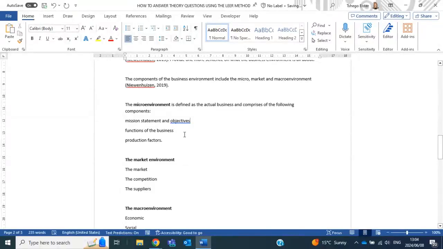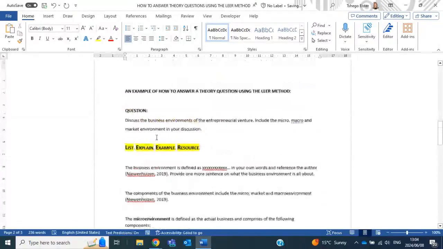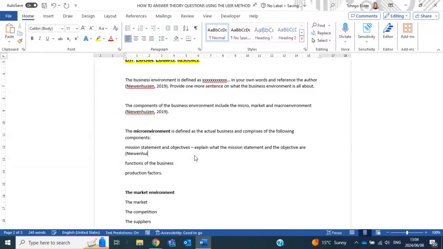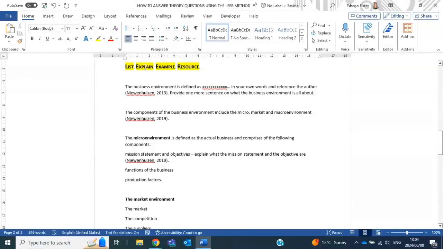So the mission statement and objectives, right? What you're going to do is, because you've already listed, you're going to explain what the mission statement and the objectives are. And remember, because you are getting your sources from the textbook, you will say Nieuwenhuizen 2019, right? After you have done that, you've now explained it. Now you're going to provide an example, right?